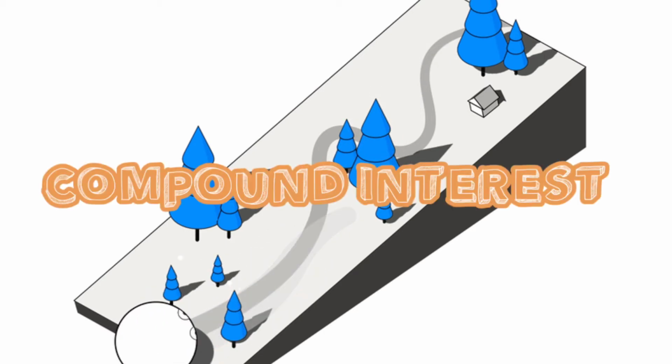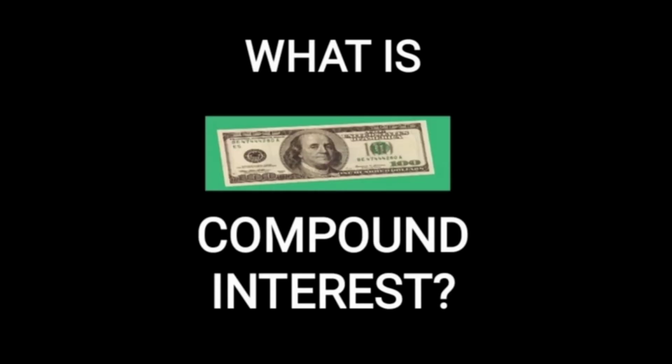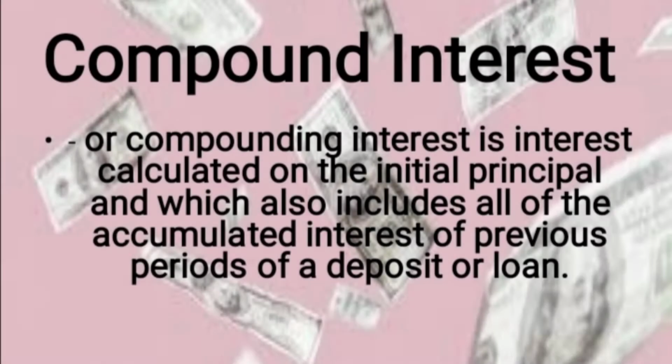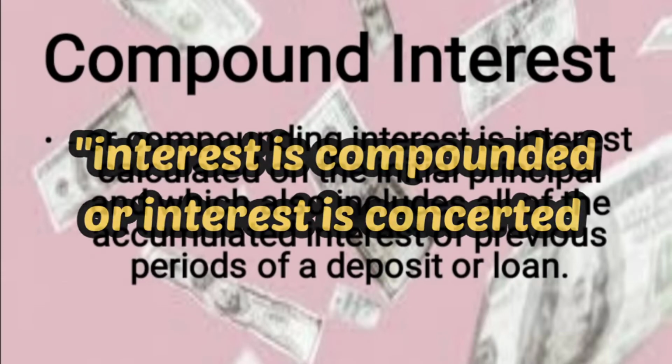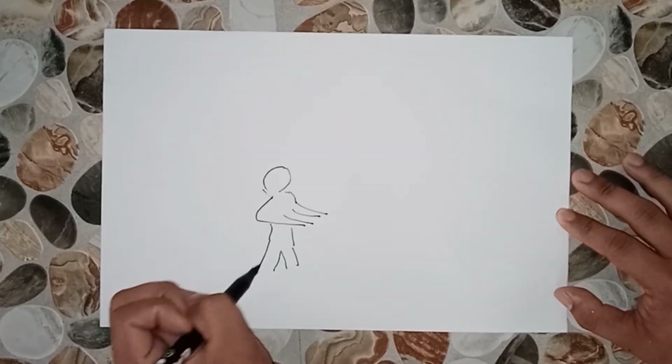Today we are going to discuss compound interest. What is compound interest? Compound interest, or compounding interest, is interest calculated on the initial principal, which also includes all of the accumulated interest of previous periods of deposit or loan. Meaning the interest is being converted into principal, hence we use the phrase "interest is compounded" or "interest is converted." Here is an example to make it easy.